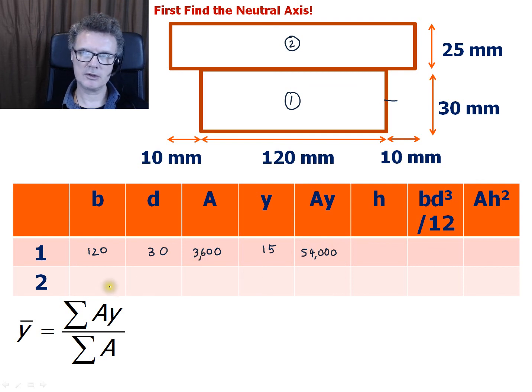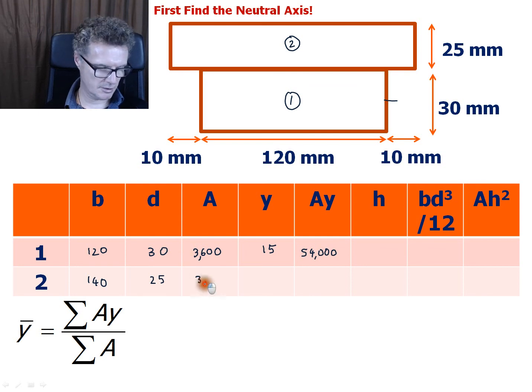Okie dokie, let's do the top section now. So its width is 140, 120 plus 10 plus 10. Its depth is 25. The area is going to be 140 times 25, so 3,500. Its y ain't so great. 25 over 2 is 12.5 plus the 30, so 42.5.